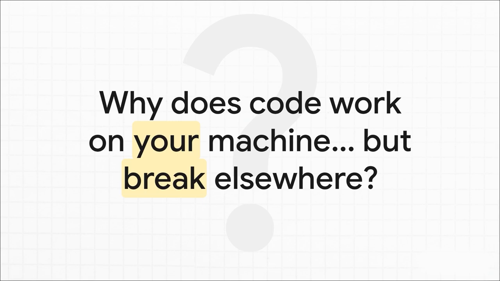Oh man, it's the absolute classic developer nightmare, isn't it? You spend all this time building an amazing application. On your machine, it's perfect. It runs like a dream. You're feeling good, you're ready to deploy, and then the second it leaves your computer, everything just breaks. So what is actually going on?